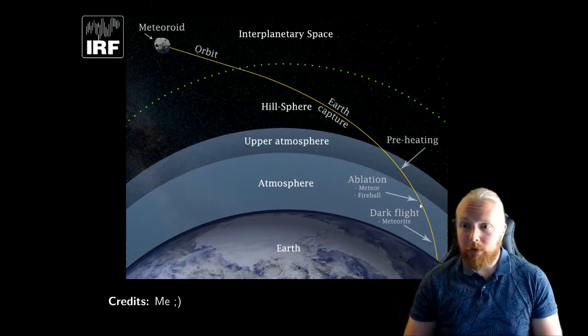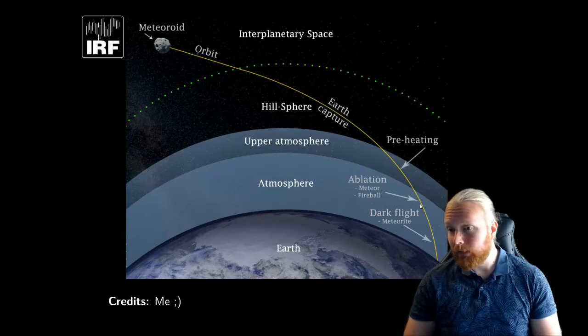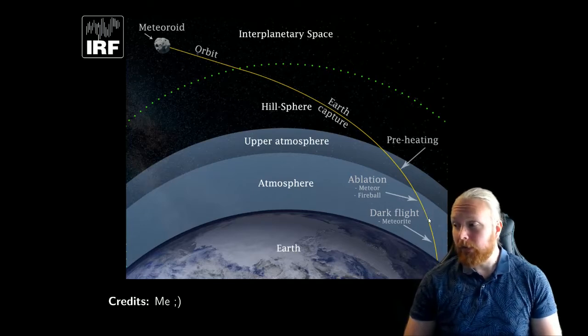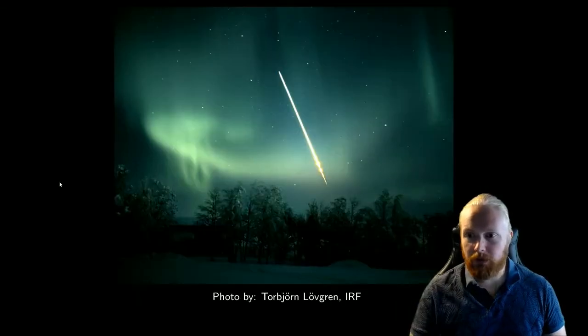If it survives this journey, it has to be a quite significantly larger rock, and then it enters dark flight and lands on the surface of the Earth. Then it's called a meteorite. So those are the three terms: meteoroid, meteor, meteorite. Now this is a particularly stunning example of a really big meteor, or a bolide as it's called when it's that big. So let's move on to measurements.